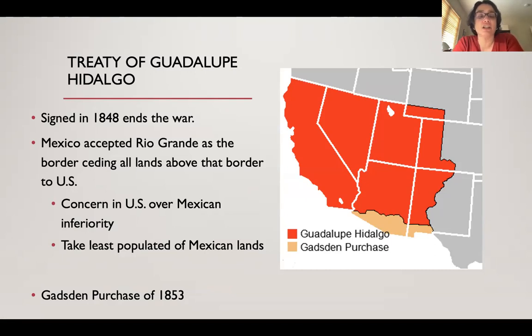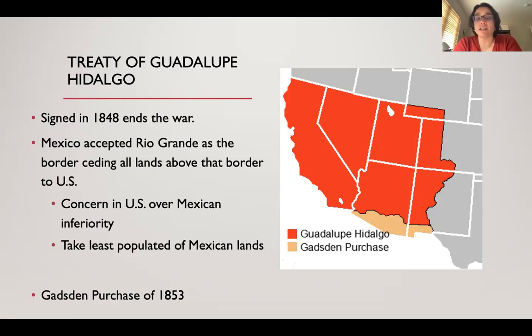However, there is concern in the US over the inferiority of the Mexican population, so they strategically make sure to take the least populated of Mexican lands, even though during the war, the war ends because Mexico City is captured by the US Army. As you notice in the map, we did not go all the way down to Mexico City to capture the rest of Mexico. We only focused on the northern parts of Mexico because these areas were the least populated.